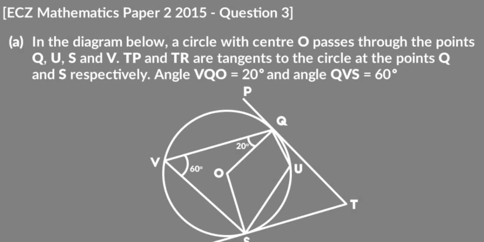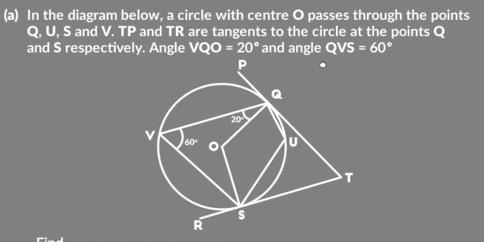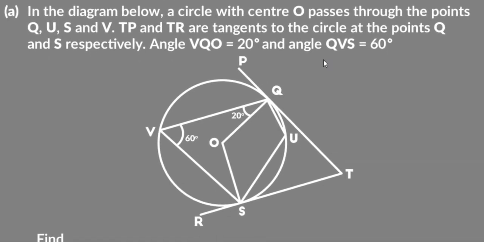The next question is Mathematics Paper 2, 2015, question 3. In the diagram below, a circle with center O passes through the points Q, U, S, and V. TP and TR are tangents to the circle at the points Q and S respectively. Angle VQO is 20 degrees and angle QVS is 60 degrees. It's very important when you're given a question in circle geometry, you analyze it a bit before you begin.